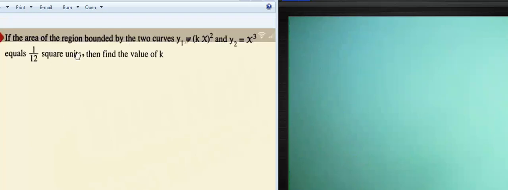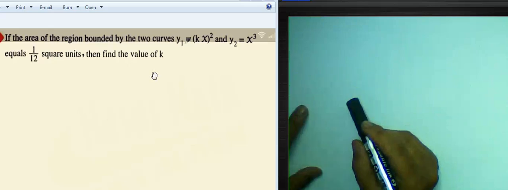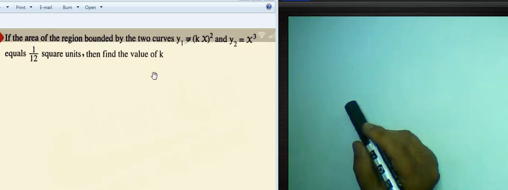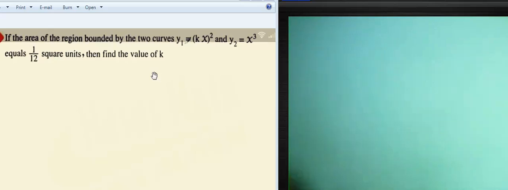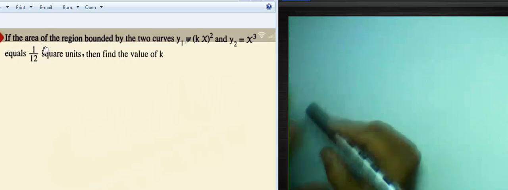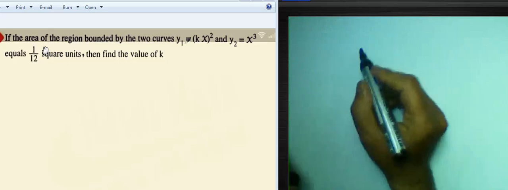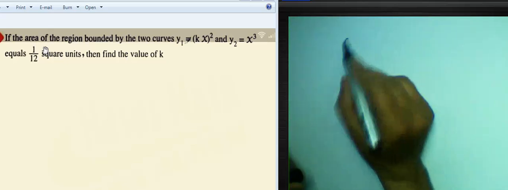If the area of the region bounded by two curves y1 and y2 equals 1 over 12 square units, then find the value of k. Okay, he will find the value of k. We can write the rule here. The value of k gives us the area. Okay, area means the result must be positive, so we can use integration.